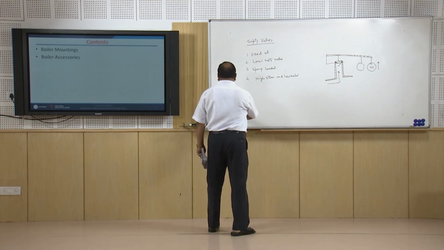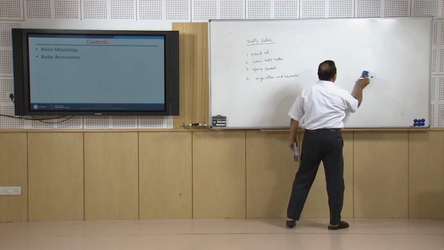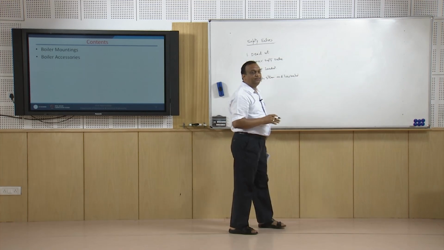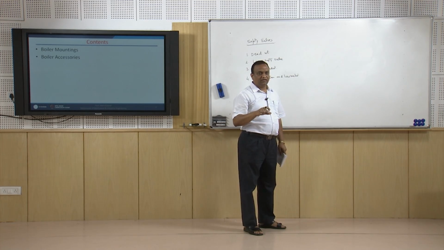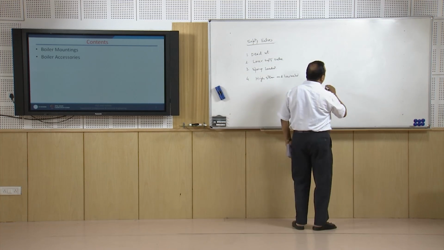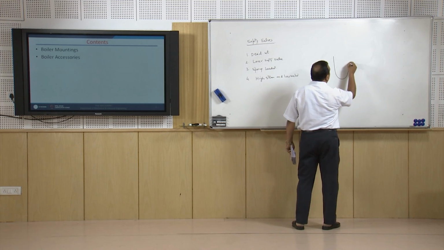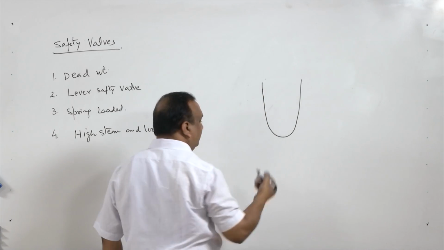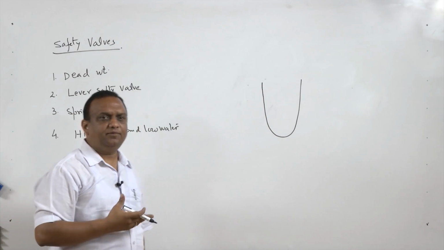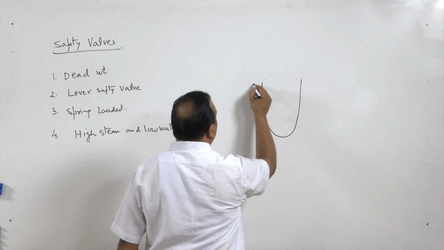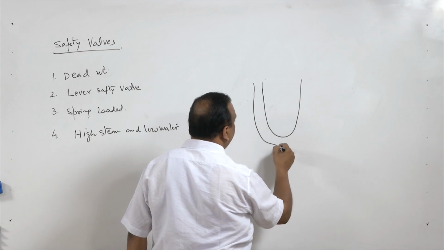The third one is the spring loaded safety valve, because in a safety valve always a balancing force is required. In the dead weight safety valve it was the weight of the dead weights which were put on the valve. Here instead of putting weight, spring force is used for controlling the opening of the valve, and valves may come in different shapes. I am taking a particular shape, but they may come in different shapes. This is a U type system.